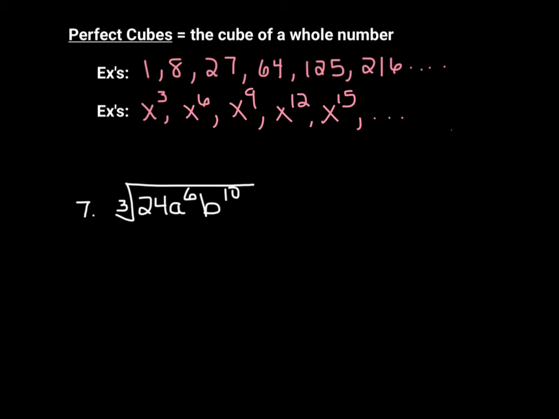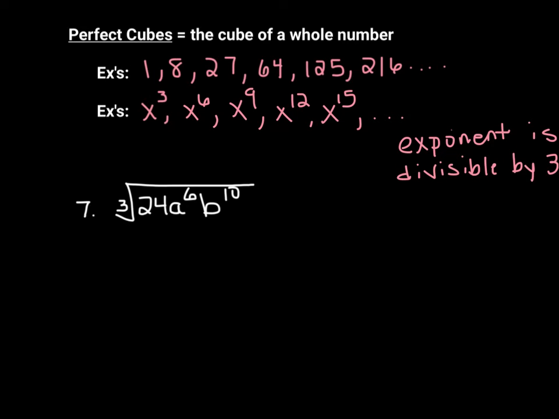Okay, so what you should notice about all of these exponents is they're all multiples of 3. Or another way of saying that is they're divisible by 3. So I'm going to write that out. So I'm just going to say the exponent is divisible by 3. Okay, just like a perfect square, the exponent is divisible by 2.